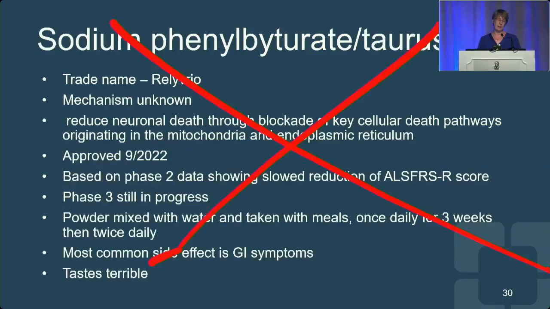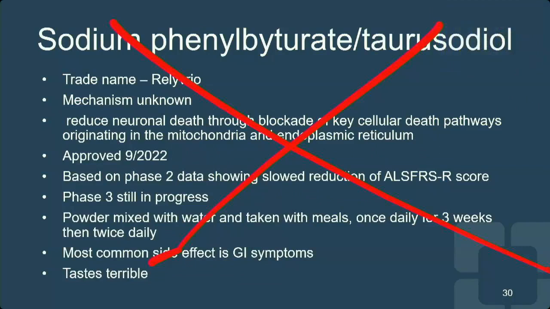Okay, then we got the big red X. So sodium phenylbutyrate-taurursodiol, also known as Relyvrio here in the US, Albrioza in Canada, is a medication that was approved in the US a few years back based on phase 2 trial data. There was a phase 3 that was still going because the European regulators were requiring a phase 3 trial be completed before they would allow the medication to come up for approval there.